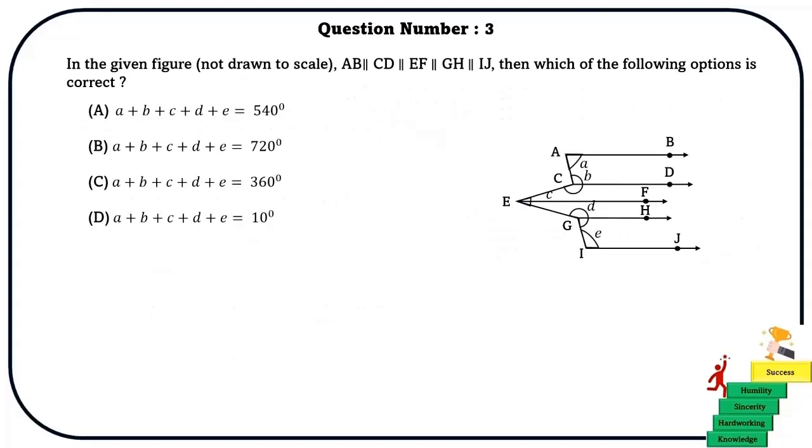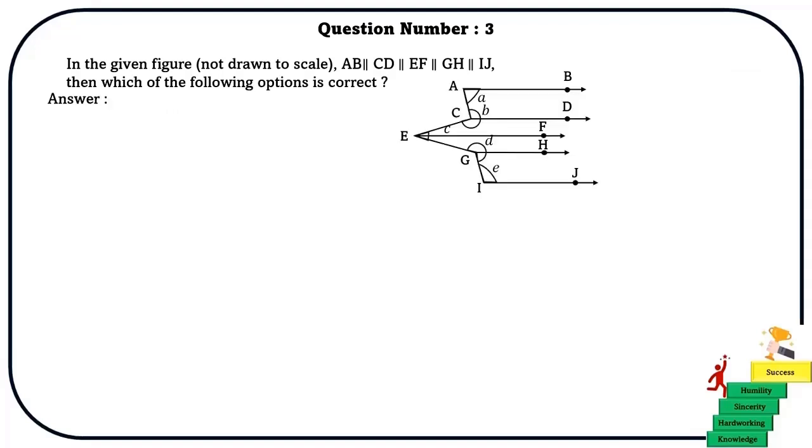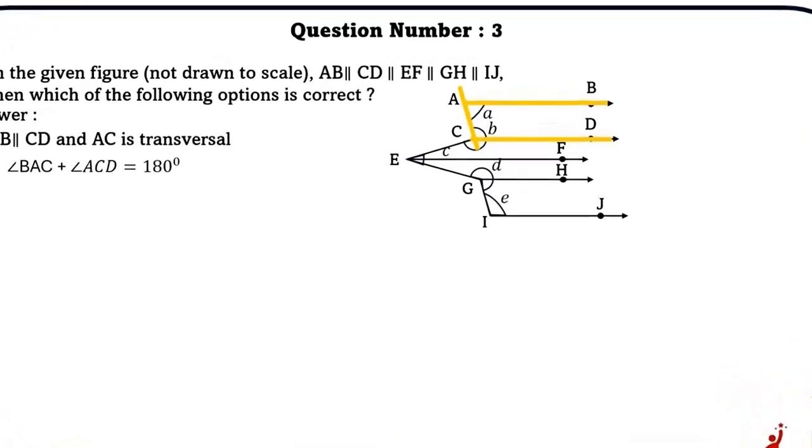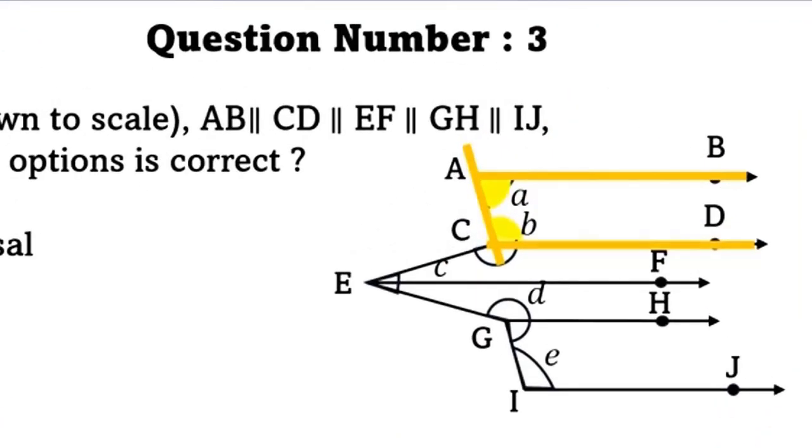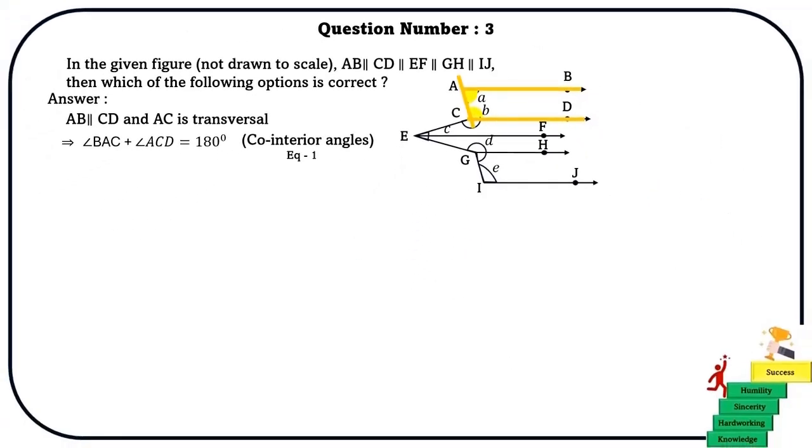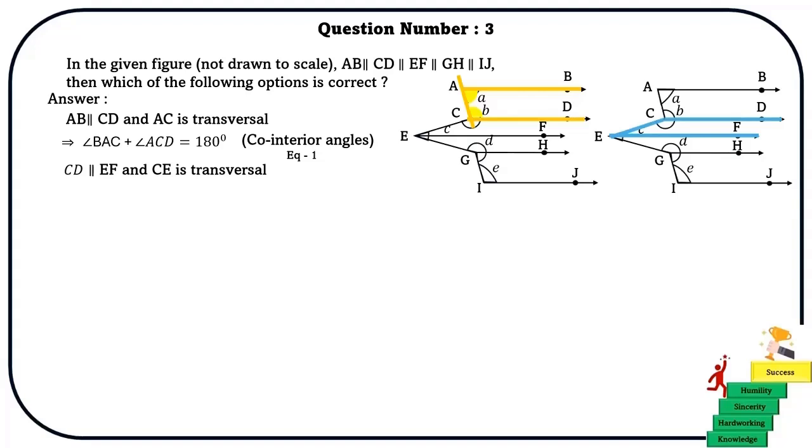Question number 3. In the given figure not drawn to scale, AB is parallel to CD, is parallel to EF, is parallel to GH, is parallel to IJ. Then which of the following options is correct? AB is parallel to CD and AC is a transversal. Therefore, angle BAC plus angle ACD is equal to 180 degrees. That is co-interior angles. CD is parallel to EF and CE is a transversal. And angle DCE plus angle CEF is equal to 180 degrees because they are co-interior angles.